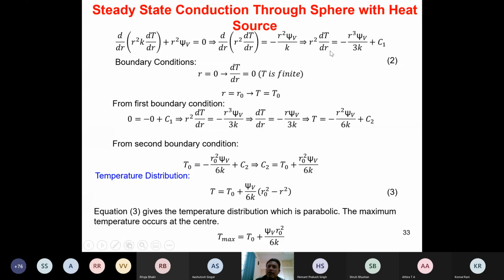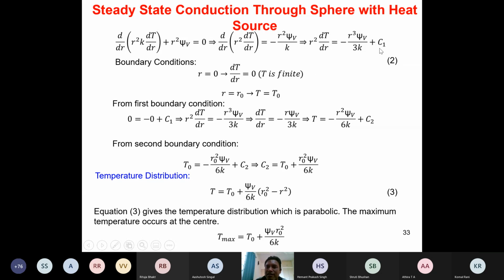Again, if we integrate with respect to r, what we get is r² dT by dr equals minus r³ psi V divided by 3k plus C1. Again, the boundary conditions are the same here. The first boundary condition is at r equals 0, the temperature at the center is finite, and therefore dT by dr equals 0. And the second boundary condition is at r equals r naught, T is T naught. Clearly the second boundary condition is easy to apply, unlike the previous case. In the previous case, outside the metal there was an insulation, isn't it? Unlike that, in this case there is no insulation, and this outer temperature T naught is known to us. So we can directly apply the second boundary condition, and both boundary conditions we can apply easily.